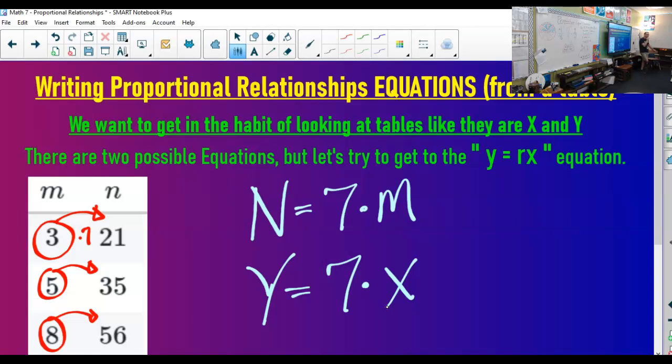Josh? And we could also do like 1/7. You could, but I'm trying to get you in the habit of going left to right. So you're right, we could use 1/7 if we flip the letters around.